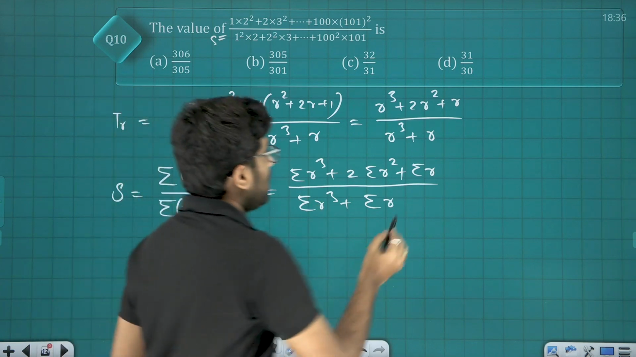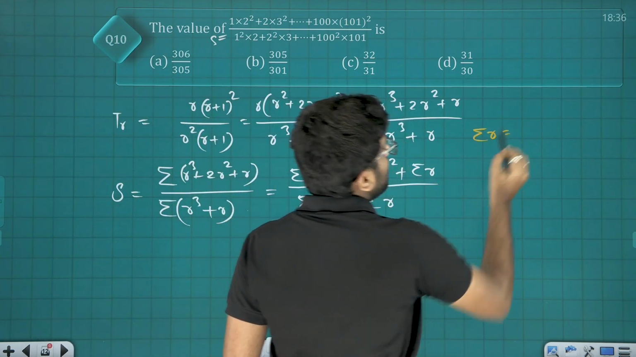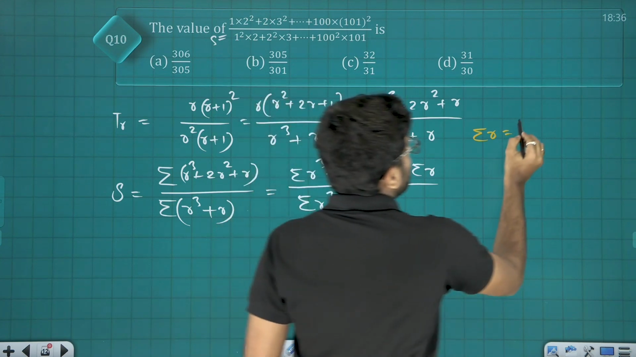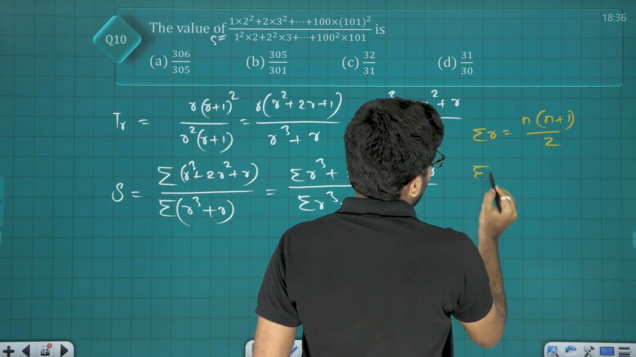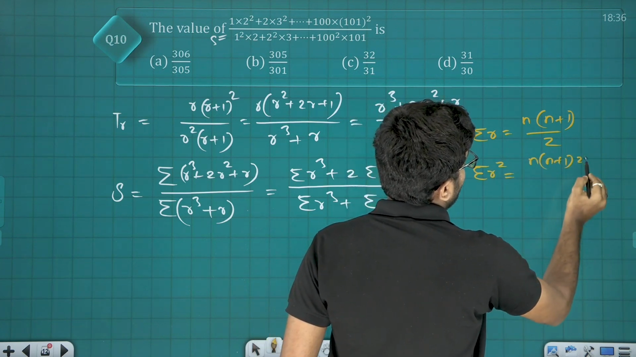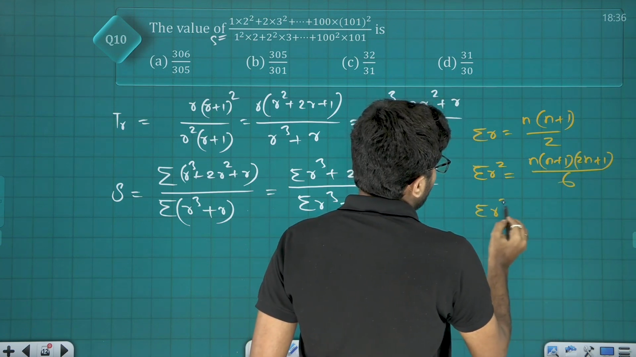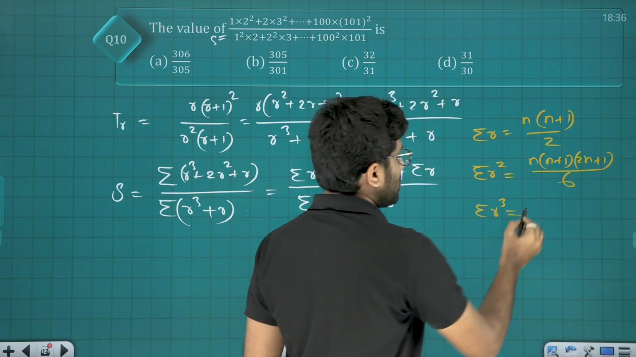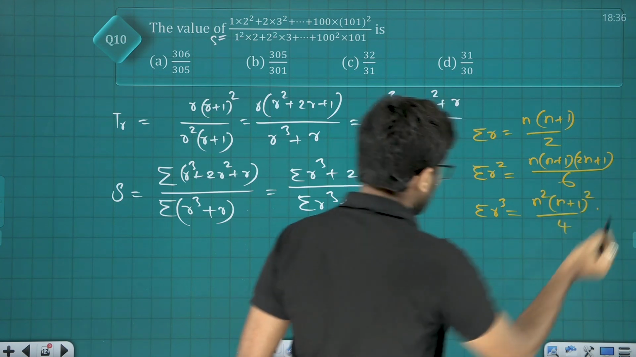So before that I write here: sigma r is the sum of the first n natural numbers, so n into (n plus 1) by 2. Sigma r square, the sum of the squares of the first n natural numbers, is n into (n plus 1) into (2n plus 1) by 6. Sigma r cube, the sum of the cubes of the first n natural numbers, is n square into (n plus 1) whole square divided by 4.